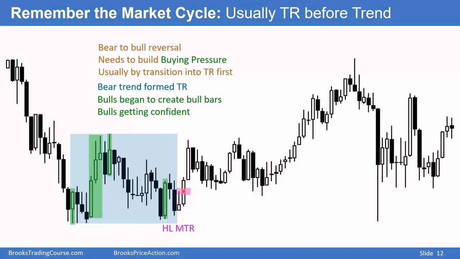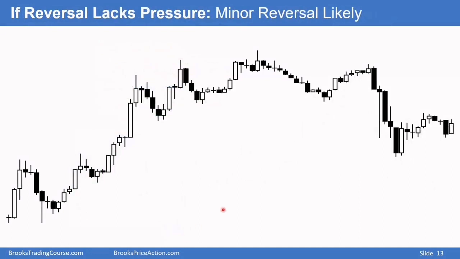Higher low, major trend reversal. Bulls can buy with a stop above the high of that bull bar, and then a protective stop below here. Again, if a reversal lacks pressure, the reversal is probably minor.